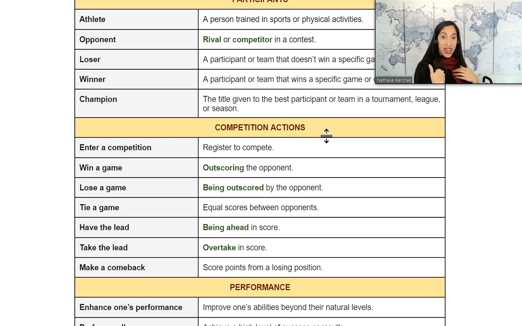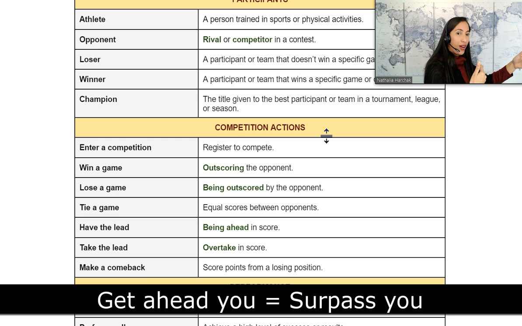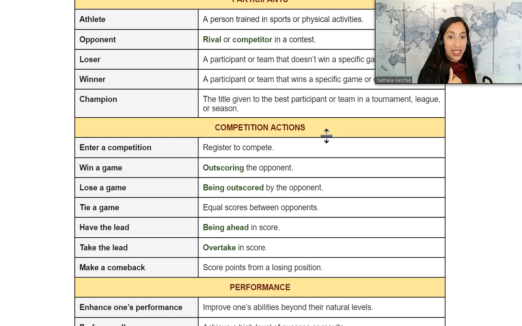And if I make a comeback, it's the next expression. If I make a comeback, I recover the time. You know what I mean? Like I basically start running faster and I catch up with you and then I get ahead of you. So now I have the lead. You are behind me. So I made a comeback. I recovered.